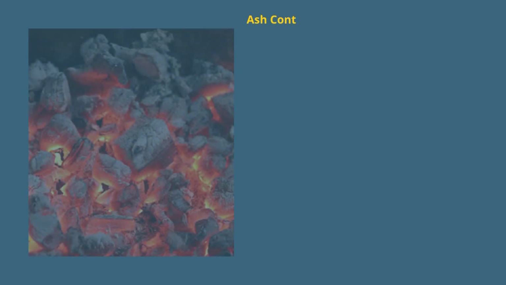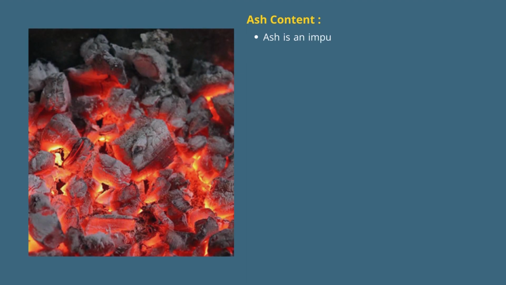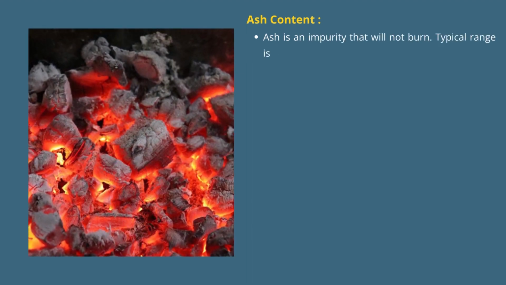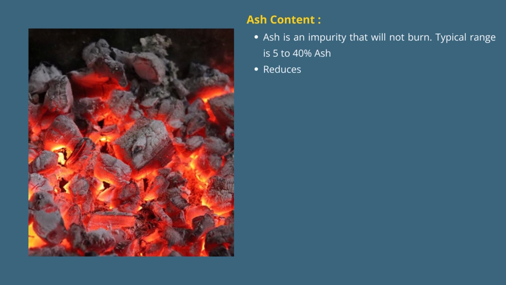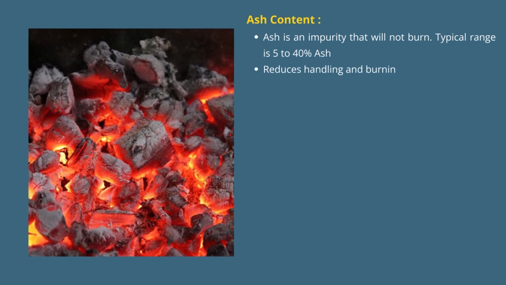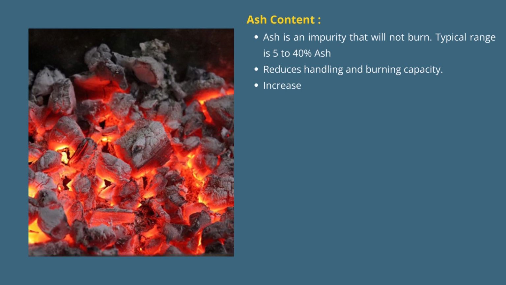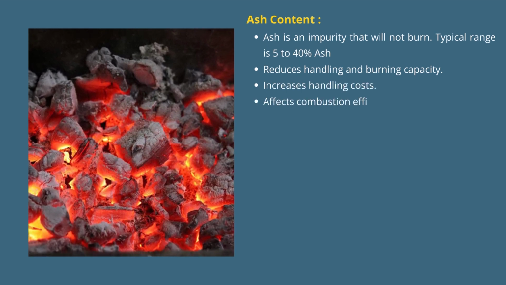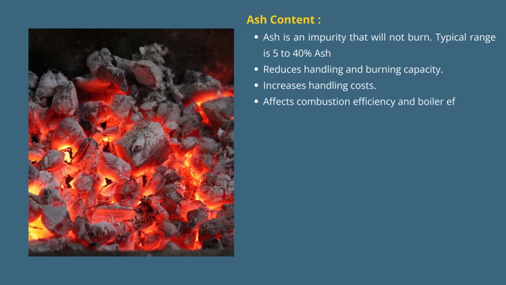Now, let us see a bit about ash content. Ash is an impurity that will not burn. Typical range is 5 to 40% of ash. It reduces handling and burning capacity. It increases handling costs. It affects combustion efficiency and boiler efficiency. It causes clinkering and slagging.